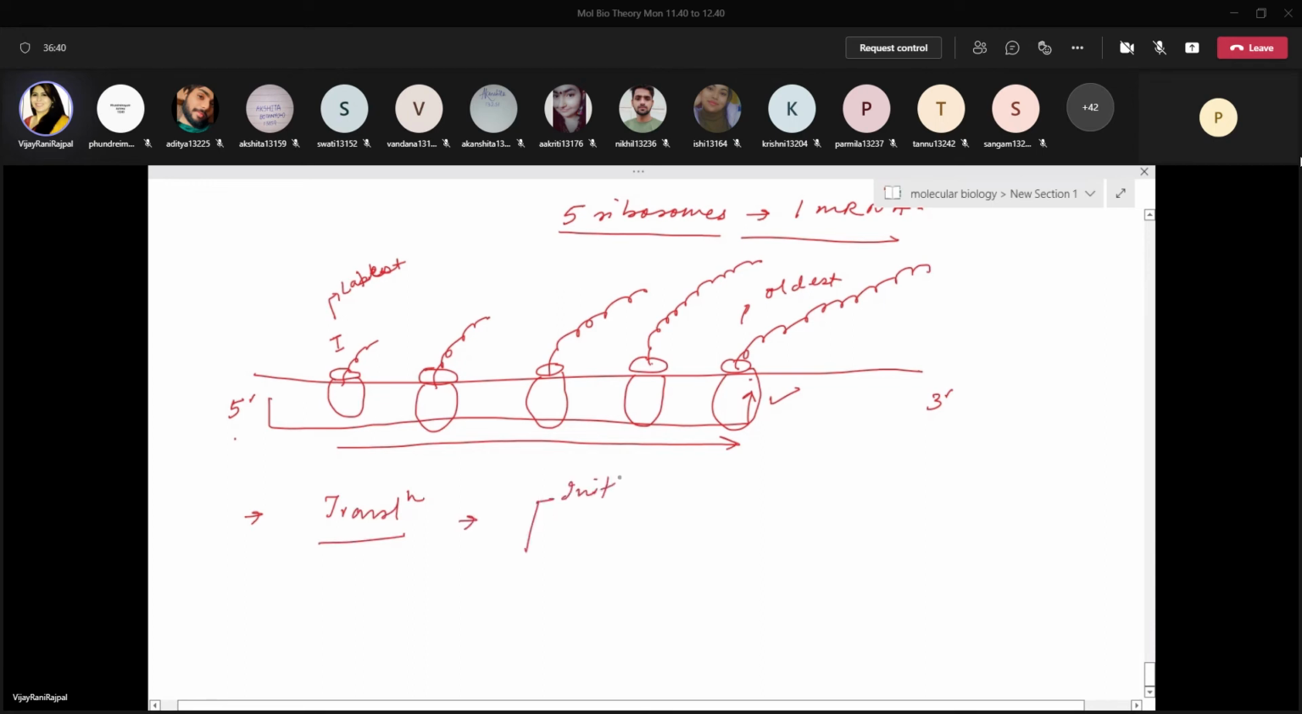And as I told you, it happens in 3 steps, and we will be studying it also in 3 steps. That is initiation, elongation, and termination.